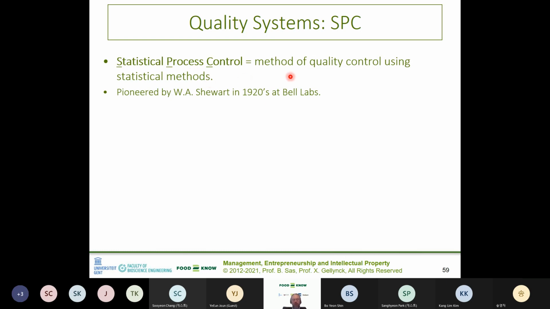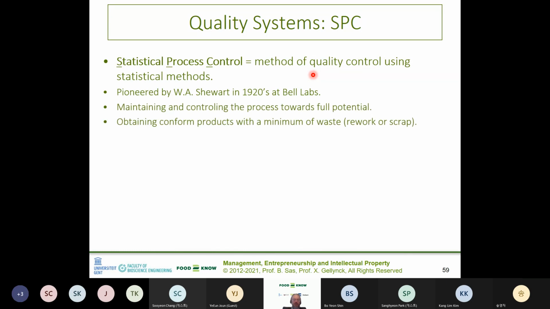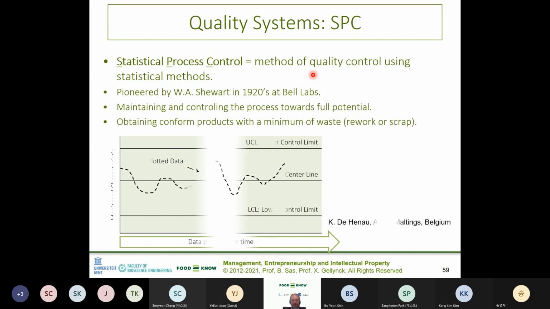You have statistical process control. That's a method of quality control using statistical methods. That's an ongoing system, and you can actually already forecast if things are going to get out of specs. It's also maintaining and controlling the process towards full potential. Products having as little as possible products which are not to specs and which are waste or which have to be reworked in order to get them into specs. And you see, for instance, here the statistical data process control.